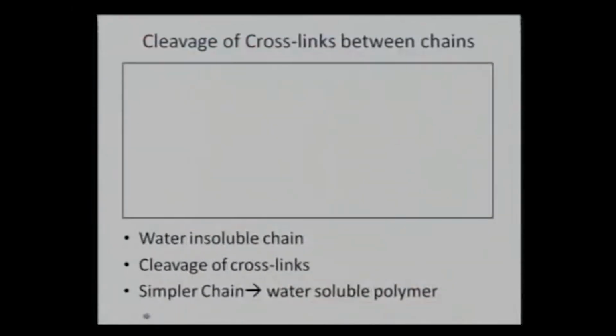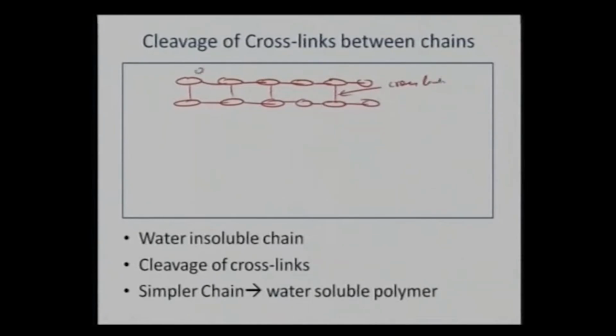In the first case we can see the cleavage of the cross link, which can occur between the chains. Say we have a particular polymeric chain, and it might have certain cross linking with the nearby chain. This is the main chain, and it has certain cross links out here, and this is the overall polymeric chain. These cross links are basically responsible for the overall polymer being very water insoluble. So in this case we have a water insoluble chain.